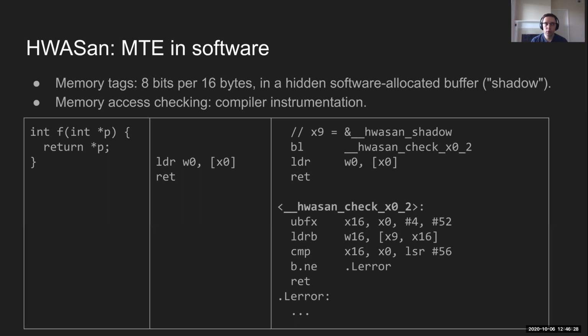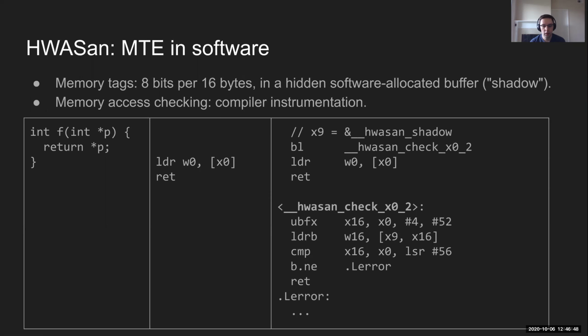We have one more tool. It's called HWASan, Hardware Assisted Address Sanitizer. It's basically a software implementation of memory tagging. We have memory tags. They are 8 bits instead of 4, simply because we can. They are stored in a software allocated buffer. We call it shadow memory.